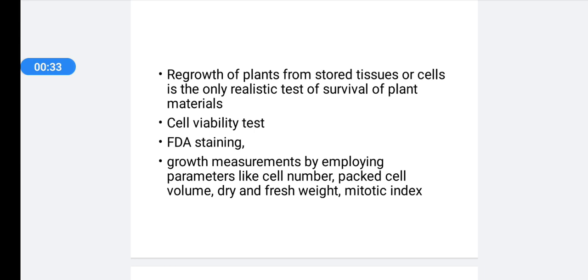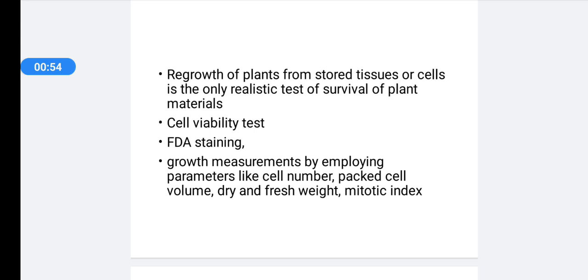So realistically, if we are growing the plant from this stored specimen, that is the most realistic test of survival or the most realistic test of viability. But there are some other techniques also. Without actually growing into a plant, we can determine the viability.